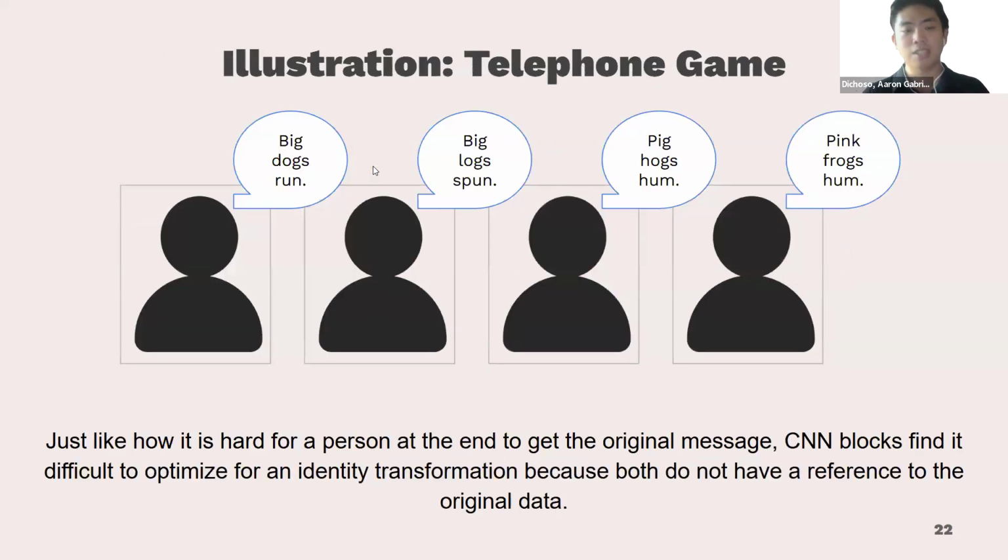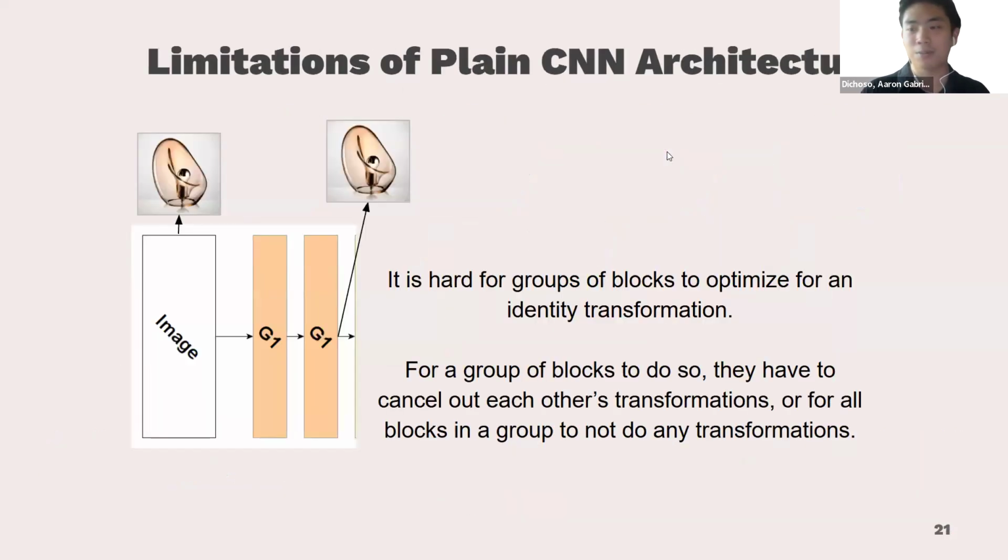So what He et al. thought was, what if we cheat the system a bit? Let's just give this original message to the front, and then we win every time. That is sort of how I would think of shortcut connections. We give the message to the front, and that way, whenever a situation occurs where it needs an identity transformation, it already has a reference to the original image.